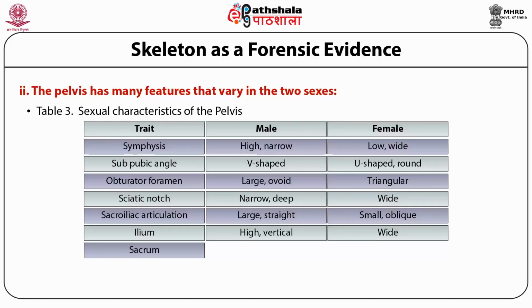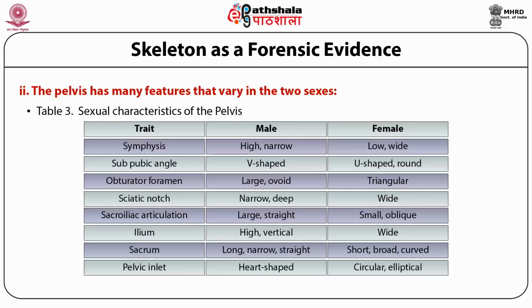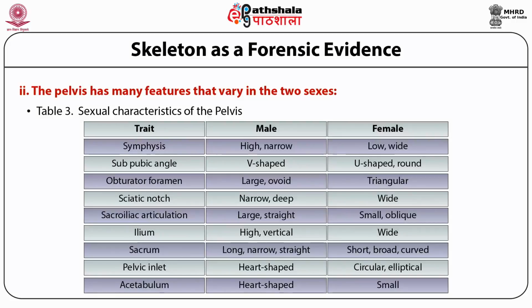Sacrum in the case of male is long, narrow and straight, but in the case of female it is short, broad and curved. Pelvic inlet is heart-shaped in male, whereas it is circular or elliptic in female. Acetabulum is large in the case of male, but it is comparatively smaller in the case of female.